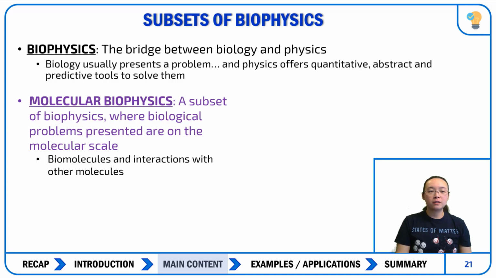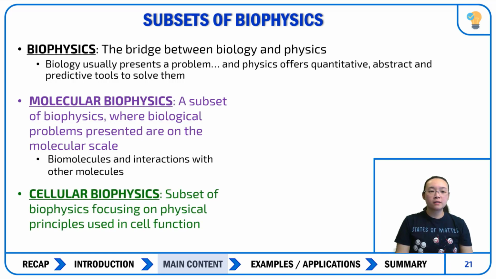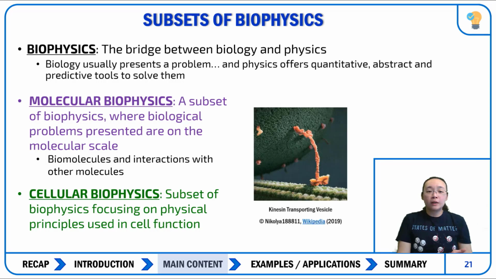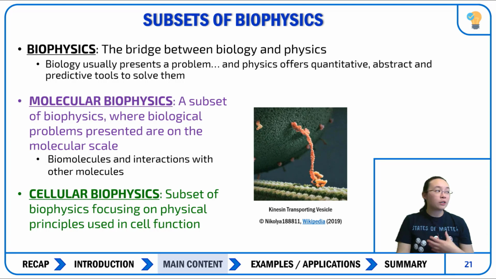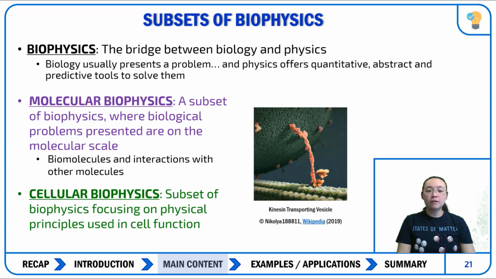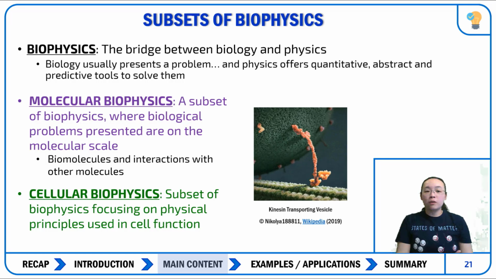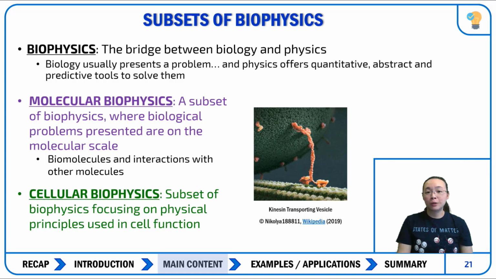Biomolecules and interactions with other molecules will be studied, so that's our focus for this term. Next, you have cellular biophysics. So that's a subset of biophysics focusing on the physical principles used in cell function. So this is an example of kinesin transporting a vesicle. So it's actually using protein dynamics on the nanoscale. So through modeling, we're actually able to create images like this and predict the type of movement that certain molecules will have. So I just like this GIF, it's pretty cool.